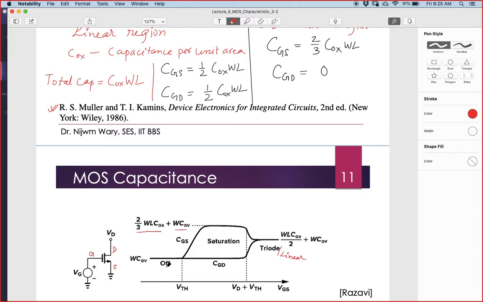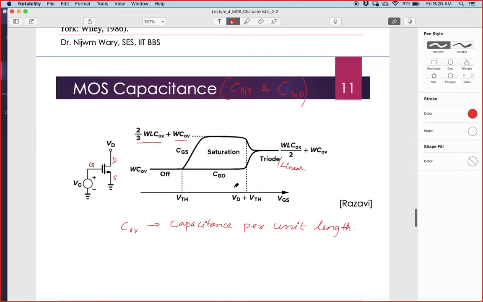So this is how the distribution of the MOS capacitance works. I should specifically mention that we are only focusing on CGS and CGD. This is how CGS and CGD vary. Is it clear? Any questions on this?